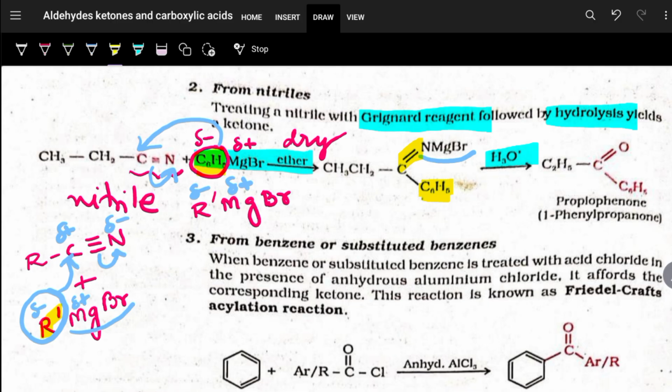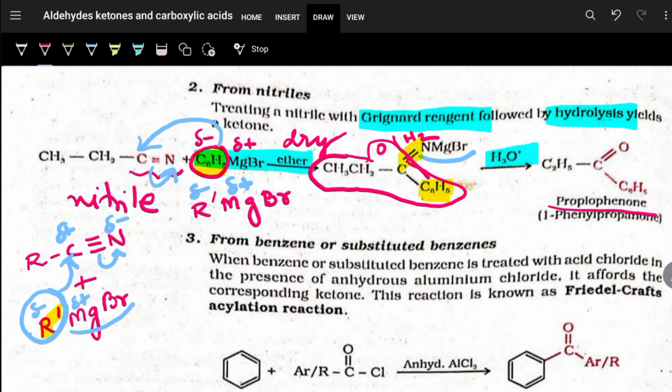Next, followed by hydrolysis. So when I say followed by hydrolysis, break this bond in H2O manner. So what you will get is CH3CH2C double bonded O and a C6H5. So that is what you have obtained, propiophenone.